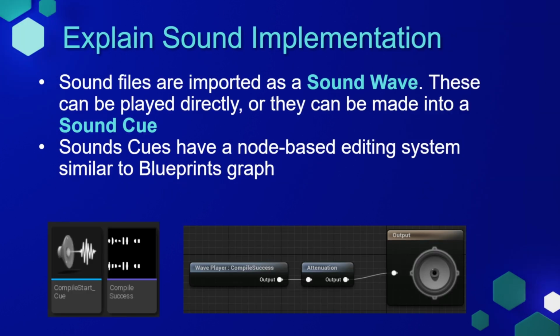Sound files are imported as a sound wave, and these can be played directly or they can be made into a sound cue. And a sound cue has a node-based editing system similar to the Blueprints graph. There's a lot of customization that could be done with sound cues to get the sounds to be exactly the way you want them for your game. We won't spend a lot of time on the sound cue system in this lesson, but if sound is something that interests you, I highly recommend you do some additional research on your own.